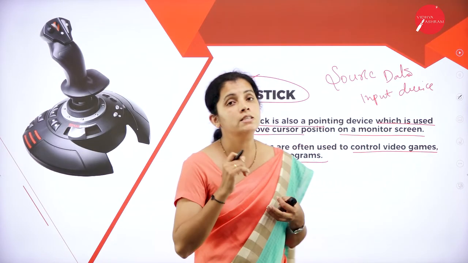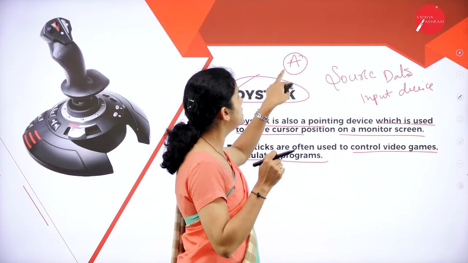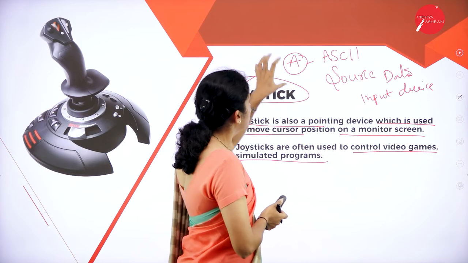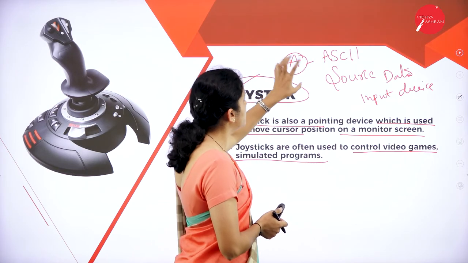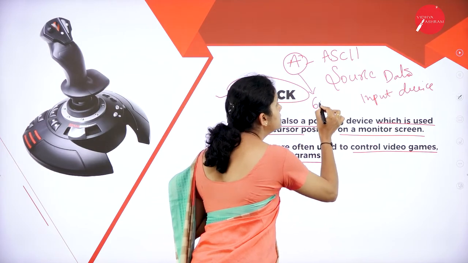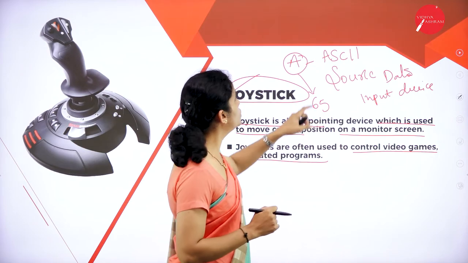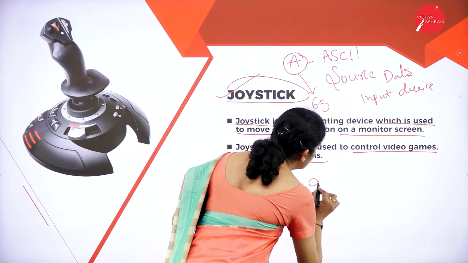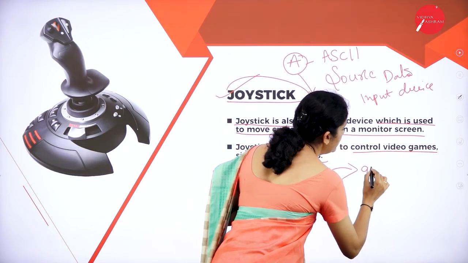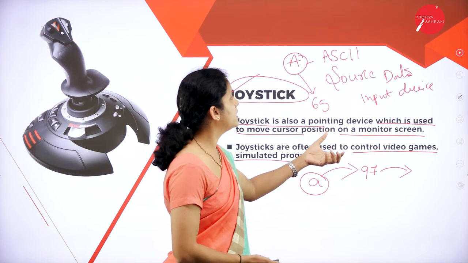Dear student, now tell me, suppose I press key A on my keyboard, what is going to happen? When I hit the key A, that is converted into ASCII code. What is the ASCII value of capital letter A? That is 65, and that is transferred to the computer. That means computers are capable of understanding ASCII. Suppose I press small letter a, what is going to happen? The ASCII value of a, that is 97, is given to the computer system, because the computer is capable of understanding ASCII code.